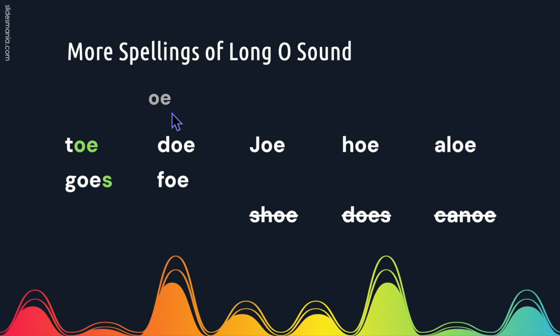OE also says O, like in the word toe. Doe. A doe is a female deer. The name Joe. Hoe. A hoe spelled this way is a gardening tool. Aloe, like the plant. And goes. Notice in this word the S has its second sound of Z. And the word foe, which means an enemy. There are 3 important exceptions where the OE does not have the long O sound, like in the words shoe, does, and canoe.